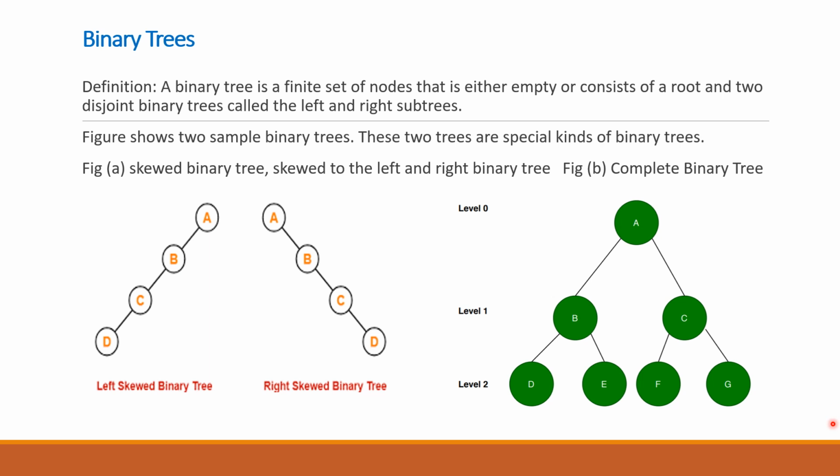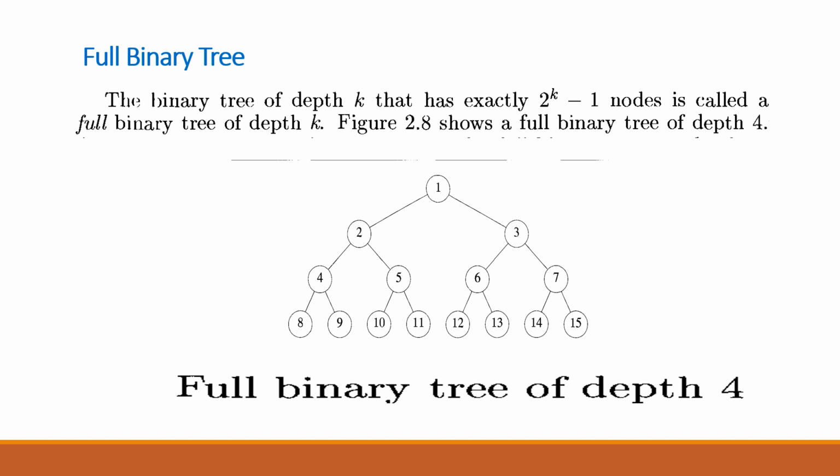The binary tree definition is that a binary tree is a finite set of nodes that is either empty or consists of the root node and two disjoint binary trees, called the left subtree and the right subtree. This is an example of the complete binary tree representation. This is a full binary tree, also called a complete binary tree.